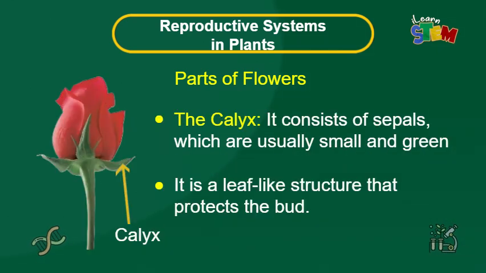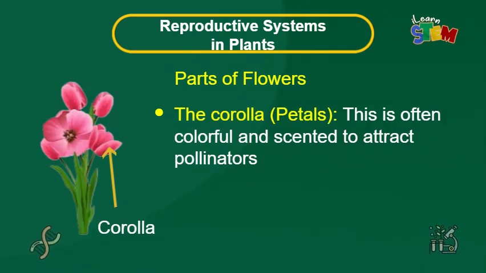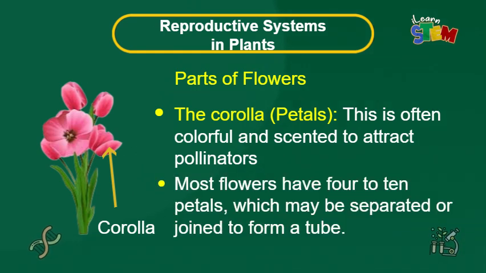1. The calyx. It consists of sepals, which are usually small and green. It is a leaf-like structure that protects the bud. 2. The corolla, also known as petals. This is often colorful and scented to attract pollinators. Most flowers have 4 to 10 petals, which may be separated or joined to form a tube.